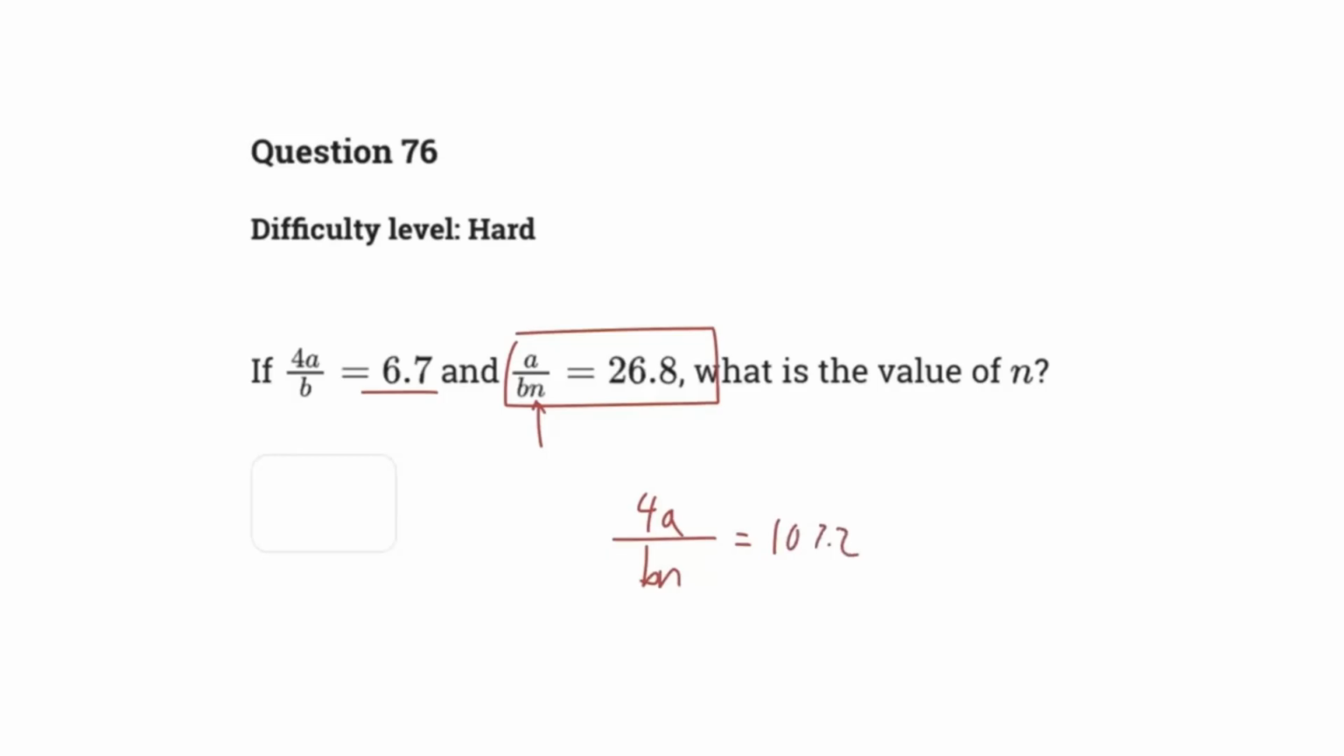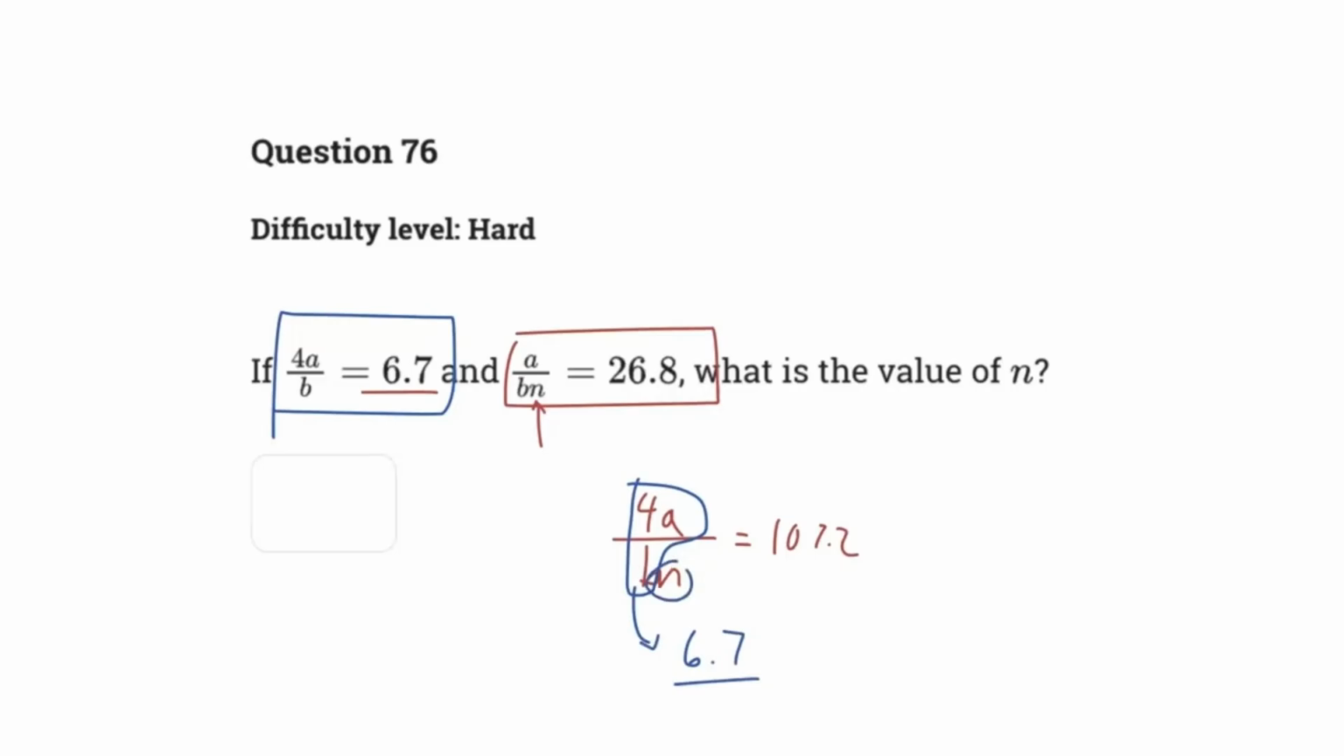All right, so now it's just time to simplify, right? So what value of n would make this true? Well, because we don't actually know what the value of a or b is, we have to infer that based on our given information. We know 4a over b is 6.7, and we have 4a over b in our equation. So this simplifies out to just 6.7 over, and we have our n.